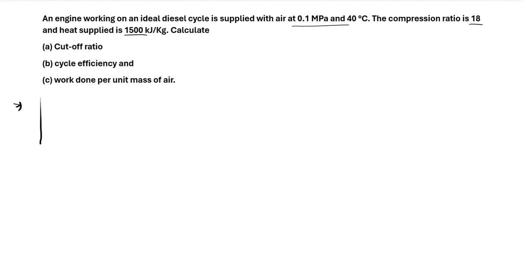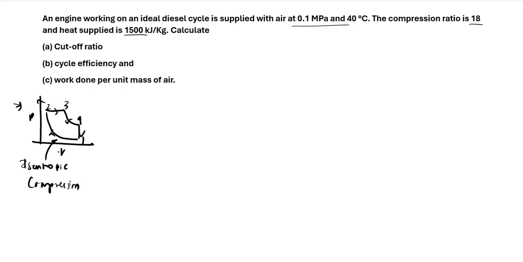So firstly, if we draw the typical diagram for a diesel cycle, we have something like this: 1, 2, 3, 4. We have process 1 to 2 as the isentropic compression process. Process 2 to 3 is the heat addition process, and 4 to 1 is the heat rejection process, and 3 to 4 is where the work is done by the engine on the piston and to the crankshaft.